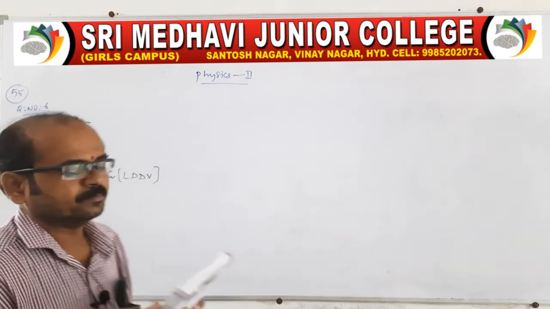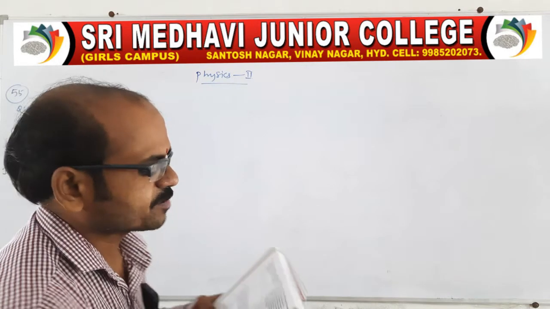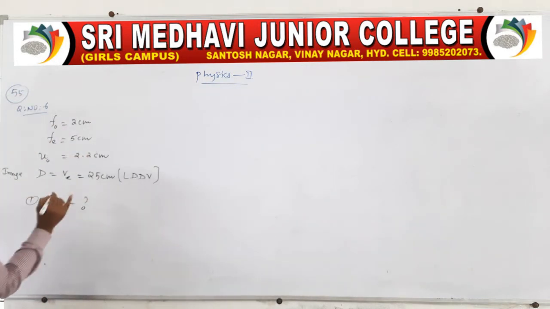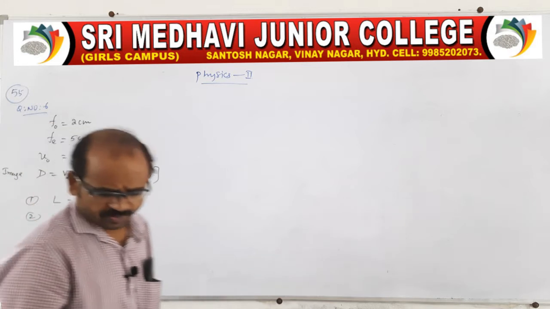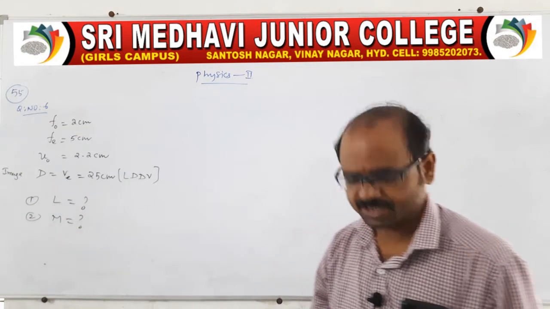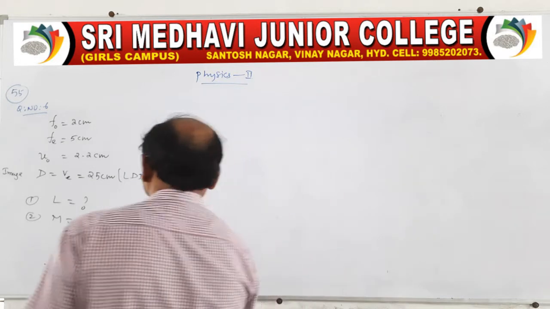The first question asks: what is the distance between the lenses? So we have to get L here. The second asks for the total magnification, capital M. Of course, we should first find L, and then the total magnification. I will do these two.